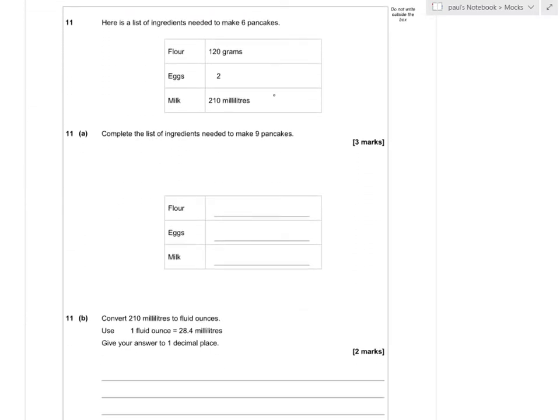Here's a list of ingredients to make 6 pancakes, complete to make 9 pancakes. So you've got 9, what should we do? 9 divided by 6 equals 1.5. So you can multiply all those by 1.5. So for the flour, 120 times 1.5 is 180. The eggs are 3, that was easy. And 210 times 1.5 is 315.